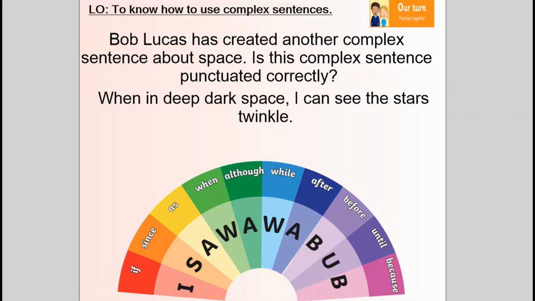Now, Bob Lucas has created another complex sentence about space. Is this complex sentence punctuated correctly? When in deep, dark space, I can see the stars twinkle. Pause the video here and have another think for me.